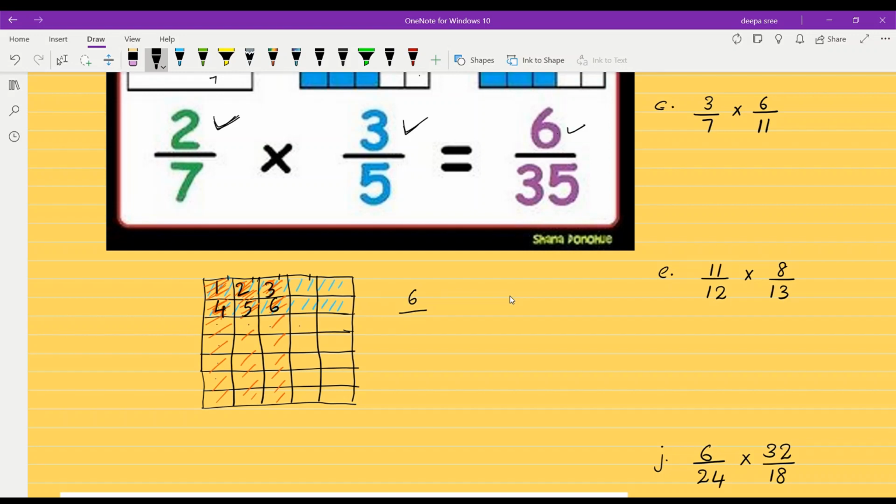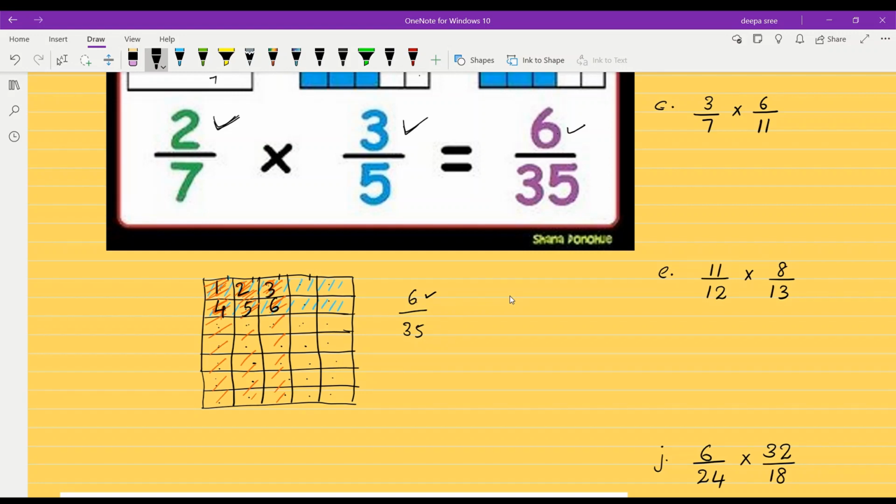So horizontally, if we divided, how many are there? 7 boxes are there. Vertically we divided, 5 boxes are there. So in total we can see 1, 2, 3, up to 35. So the denominator is the total parts and the numerator is the common part, what we get after shading. So this is the product of 2 by 7 into 3 by 5.